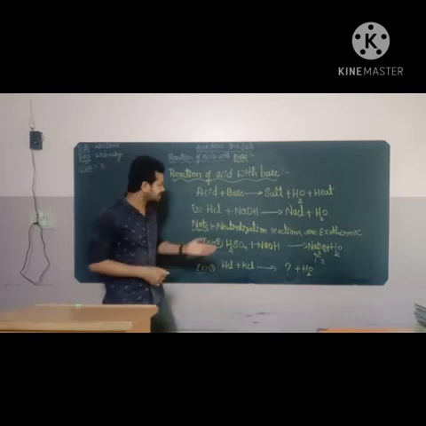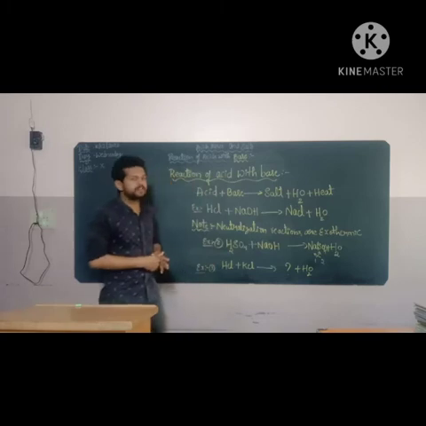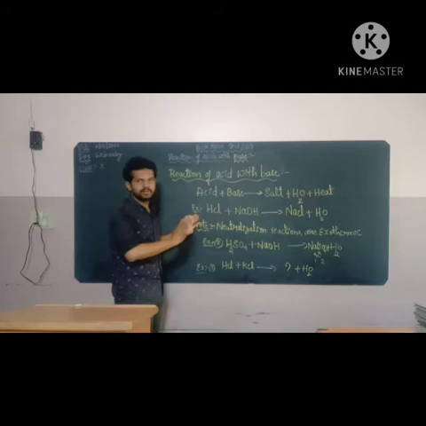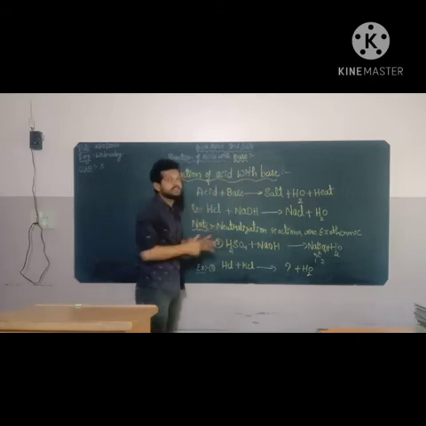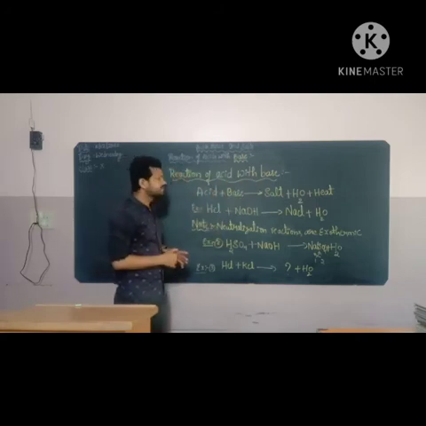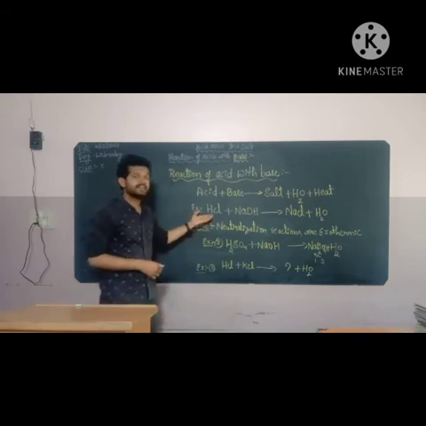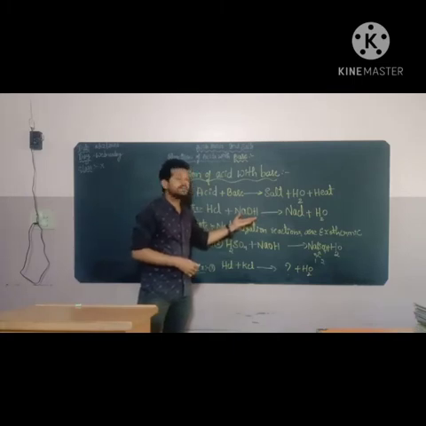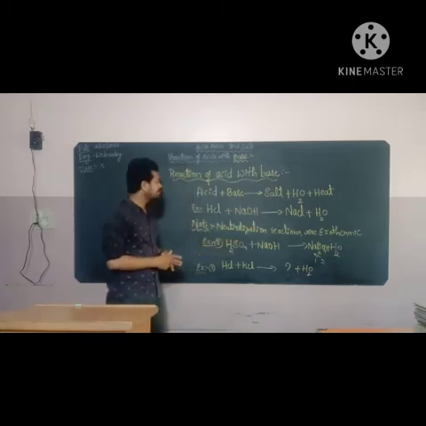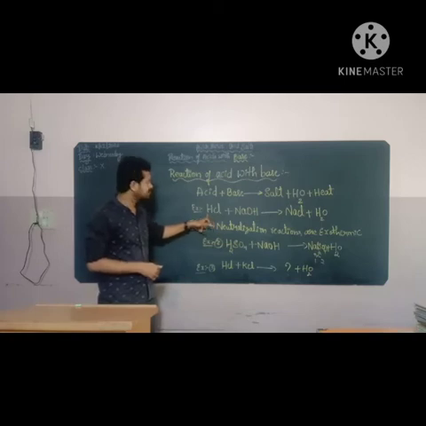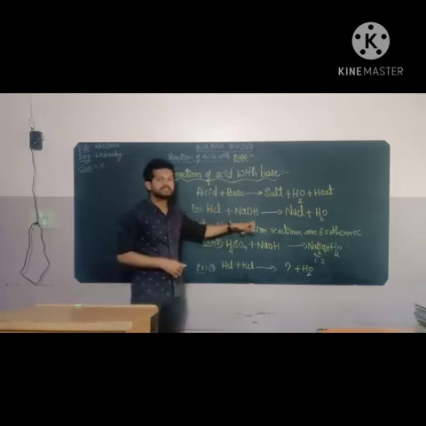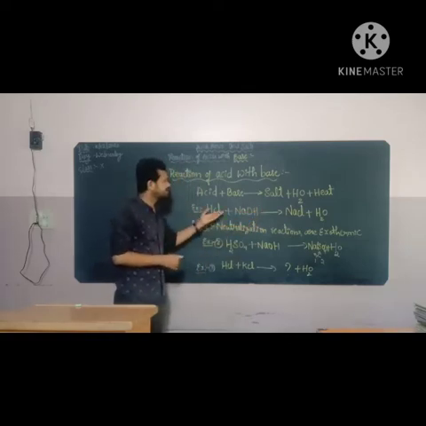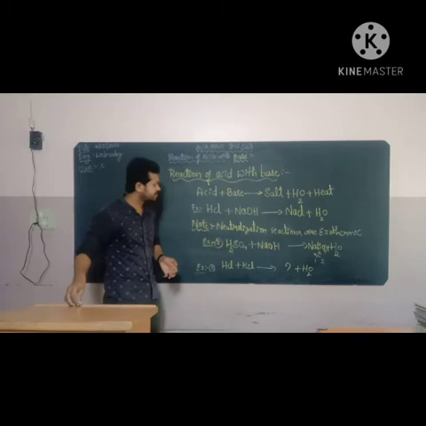This is also called a neutralization reaction, and this is a general equation for the reaction of an acid with the base. Let us see an example. Here we have HCl, that is hydrochloric acid, reacts with sodium hydroxide, that is NaOH. This is an acid because we have an H plus ion, and this is a base because we have an OH minus ion.